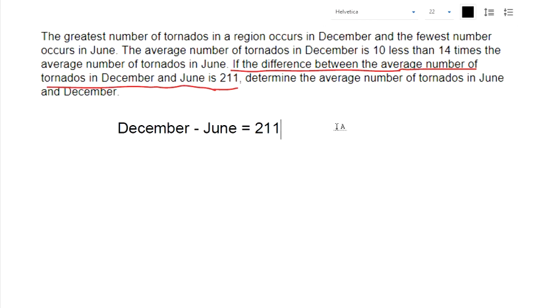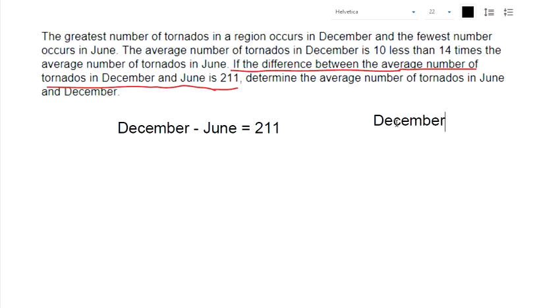So what we could do is go back to the word problem where it said the average number of tornadoes in December. They tell us something about December. December is 10 less than 14 times the number in June. So here's 14 times June, and this is how we make it 10 less than 14 times June, right? If you're going 100 miles an hour, and you slow down 10 miles per hour, you do 100 minus 10, right? You don't do 10 minus 100. Same thing here. If it's 10 less than 14 times, the minus 10 has to come second.